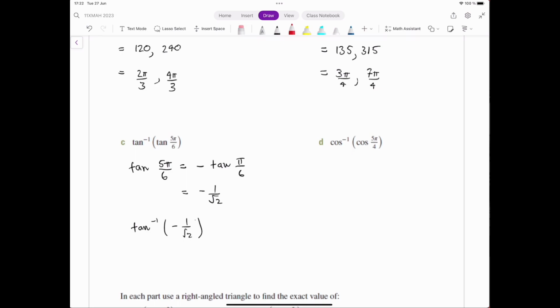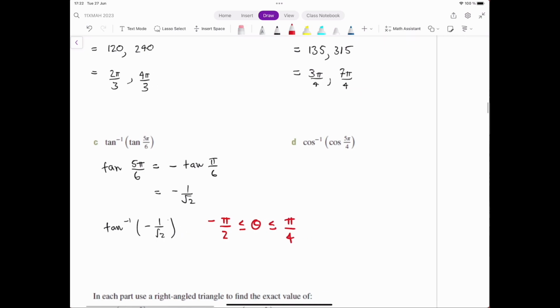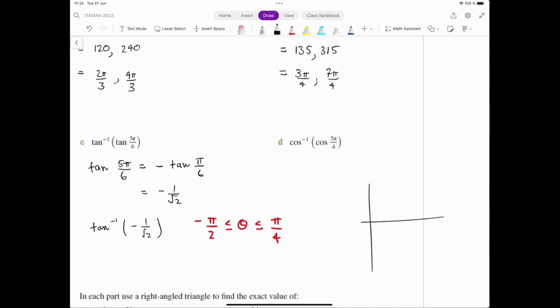Now the important thing to note is that my tan inverse graph can only exist from minus pi on 2 to pi on 2. In other words, my graph can only exist in the first and fourth quadrants, which is where tan is, because that's between pi on 2 and minus pi on 2. So minus pi on 2 and pi on 2 exist here, because up here is pi on 2, down here is minus pi on 2.